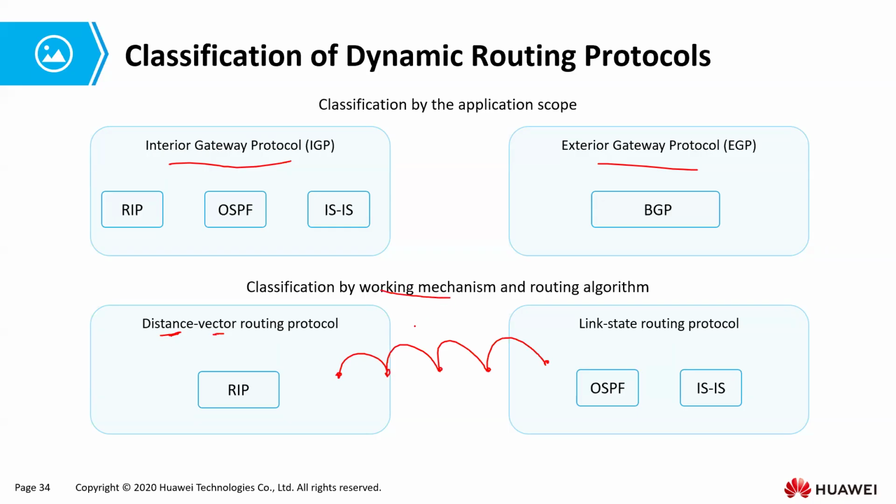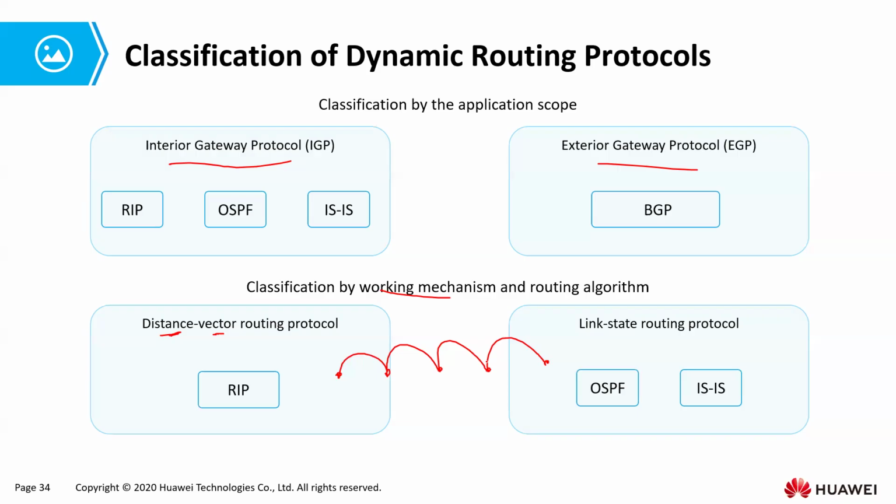So classification by working mechanism, we have distance vector routing protocols. The other one, we have link state routing protocols, which make use of link state databases, where a routing table maps the whole topology of the entire network. So every router has an identical database of the whole network. Let's say database, not tables.